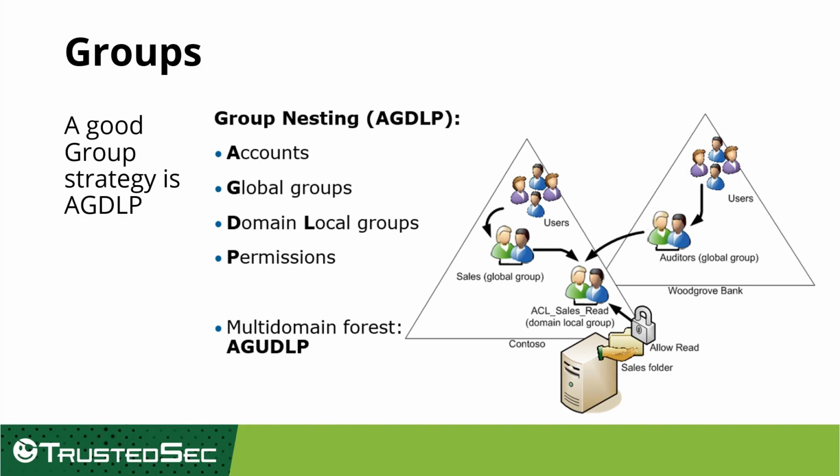A well-known and good group strategy is to use the model referred to as AGDLP. This basically means that you create accounts and you add those accounts into global groups. The global group is then added to a domain local group, and the domain local group is given a permission in the domain. If you are, however, in a multi-domain forest, this model is often referred to as AGUDLP. And that means that you have an account in a global group, the global group is added to a universal group instead, and the universal group is added to a domain local group, and the domain local group is given permission.